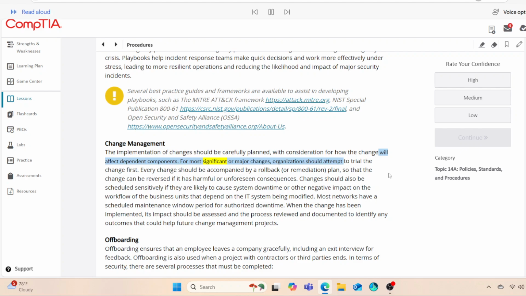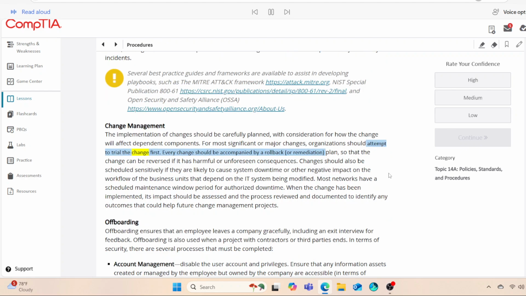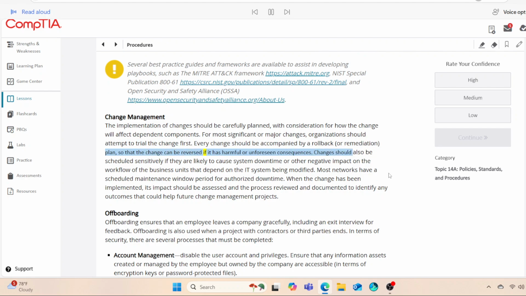Change management. The implementation of changes should be carefully planned, with consideration for how the change will affect dependent components. For most significant or major changes, organizations should attempt to trial the change first. Every change should be accompanied by a rollback or remediation plan so that the change can be reversed if it has harmful or unforeseen consequences.